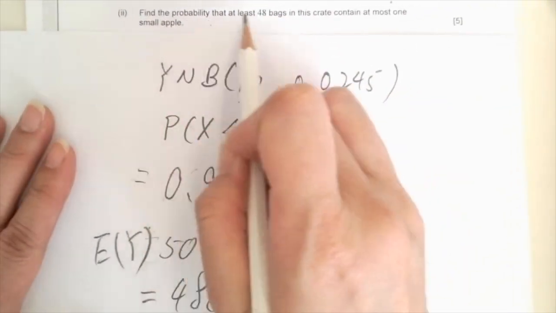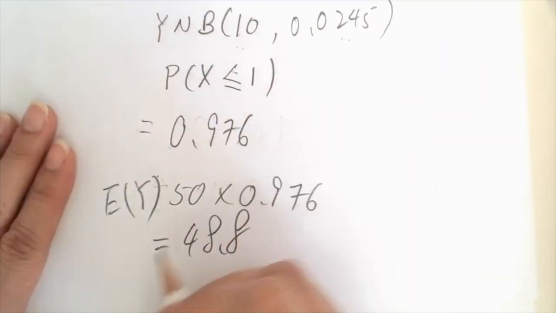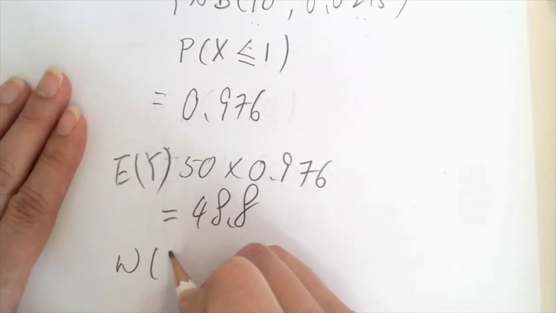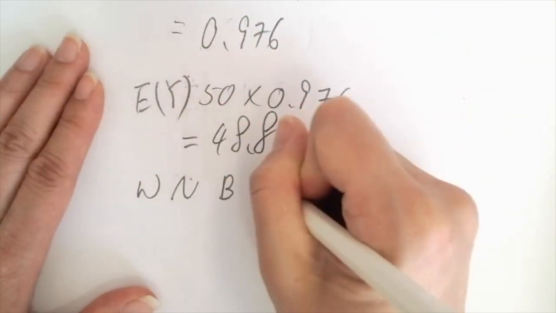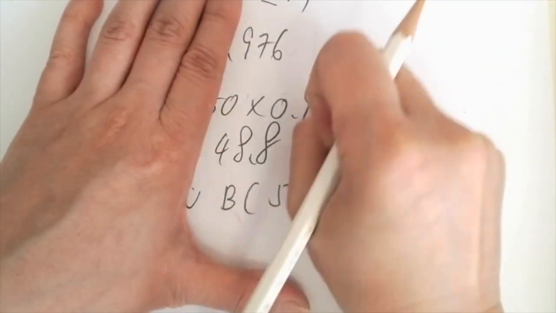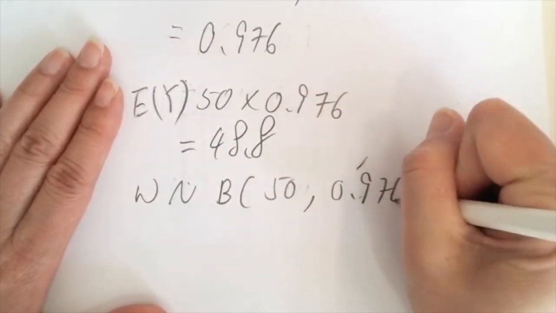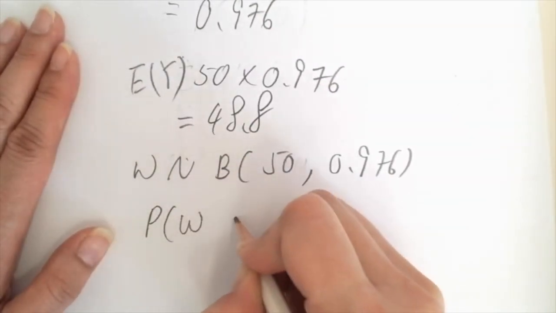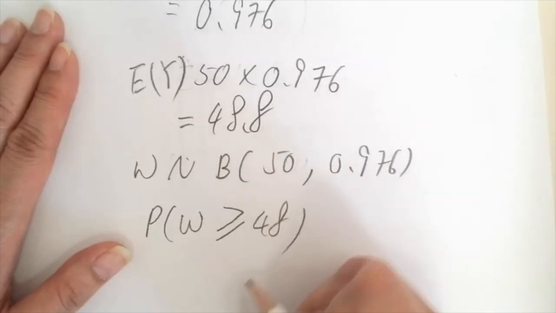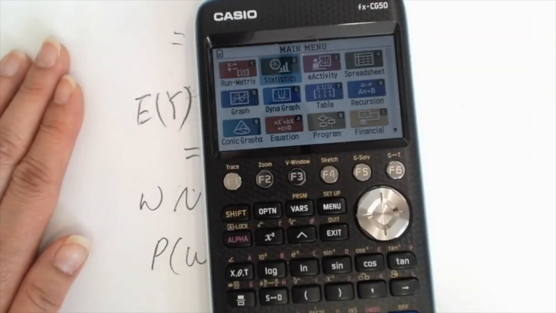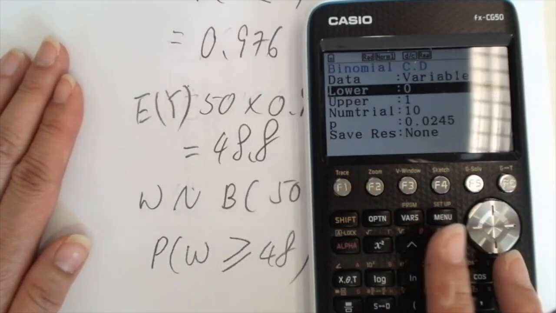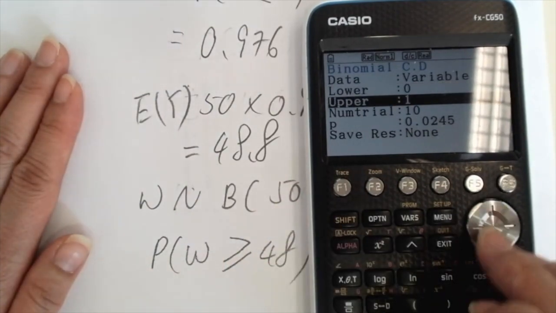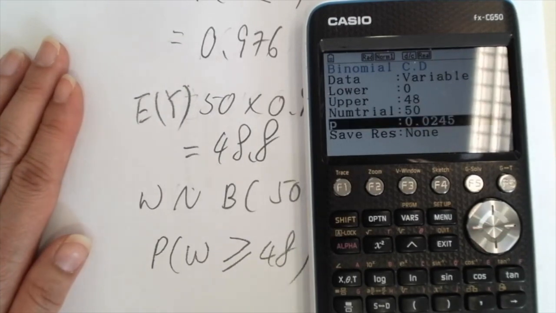Last but not least, we want the probability at least 48 bags, and then we have at least one. So now it becomes another probability here. So we have probability of a binomial distribution B with 50 bags, sorry, sample, and the probability 0.976. So this time we want the bags to be bigger than 48. Now we use our calculator again, menu, statistics, distribution, binomial. This time we have bigger up to 48. So we have up to 48 from 0 onwards, 50 bags, and then the probability is 0.876.